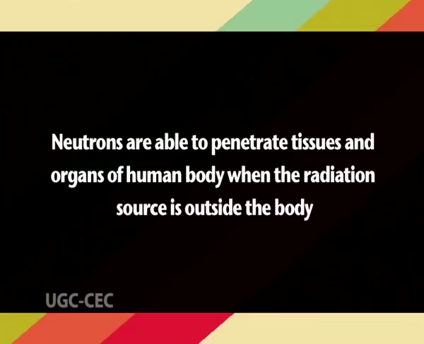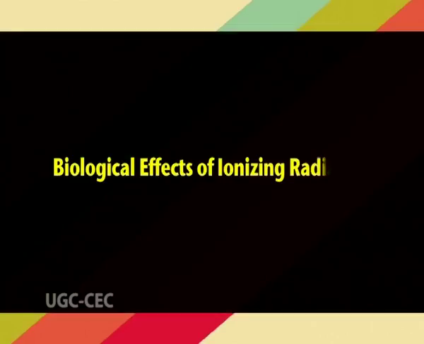All other sources of neutrons depend on reactions where a nucleus is bombarded with a certain type of radiation and where the resulting effect on the nucleus is the emission of a neutron. Neutrons are able to penetrate tissues and organs of the human body when the radiation source is outside the body. Now, let us discuss biological effects of ionizing radiation.